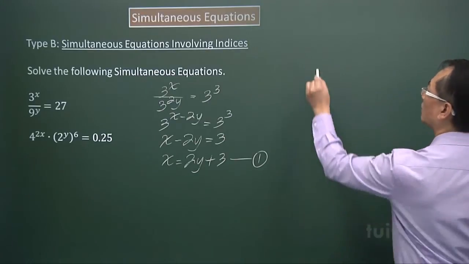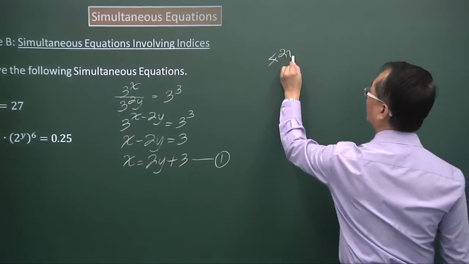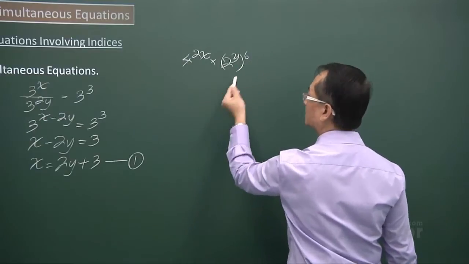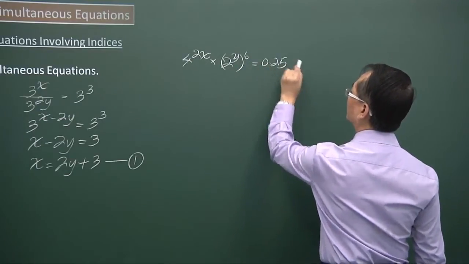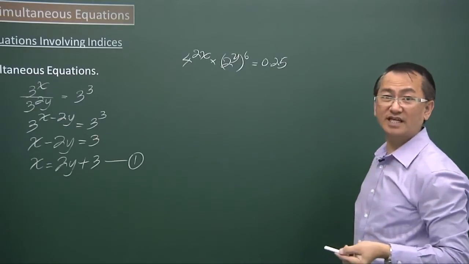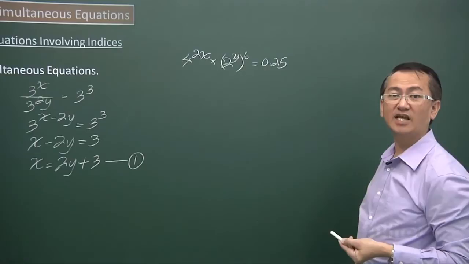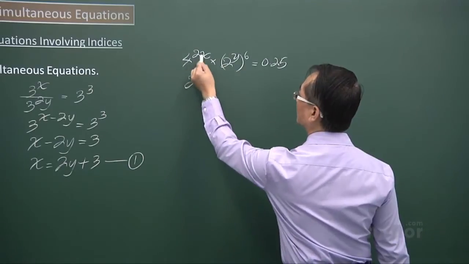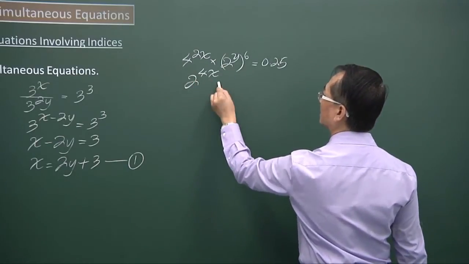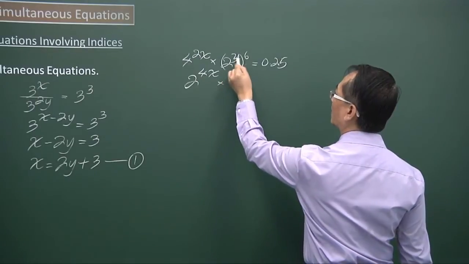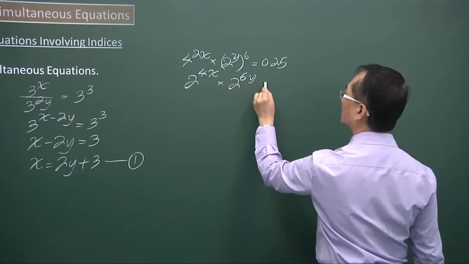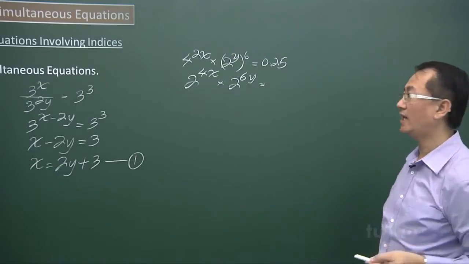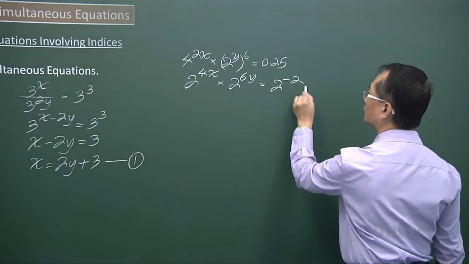So the next equation, where I have 4 to the power 2x times 2 to the power y, bracket 6, and 0.25. At first glance, it may not seem like they have the same base, but they do. 4 is actually 2 to the power 2, so 2 times 2x is 4x. And then I have the product of the two terms, so 6y. 0.25 is 1 over 4, and I can change it to 2 to the power negative 2.